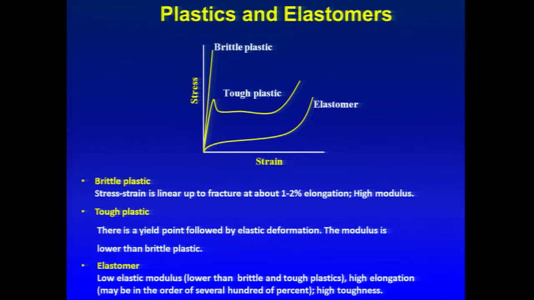For the tough plastic, you can see a peak over here, and this peak is called the yield point. Before the yield point, the stiffness is high, modulus is high. So after this yield point, you can see this kind of curve over here, this part looks like an elastomer. But this is still plastic because it's stiff, has high modulus.